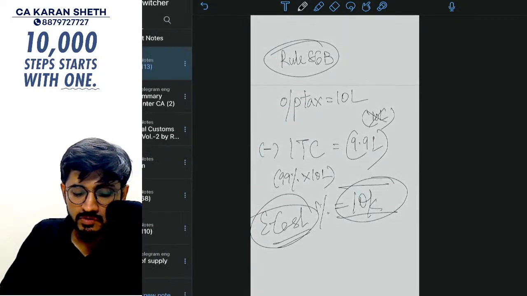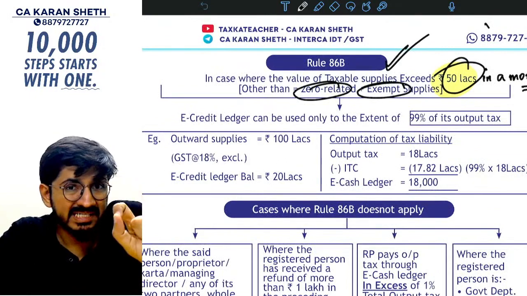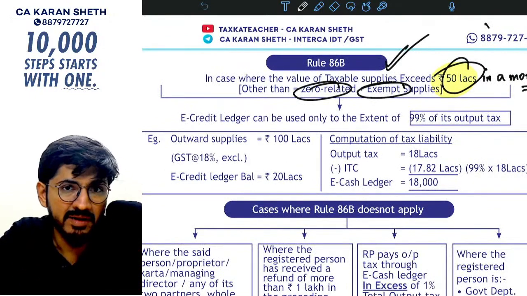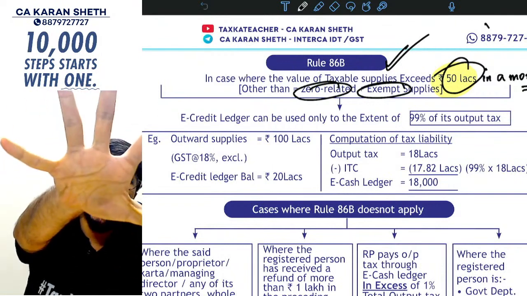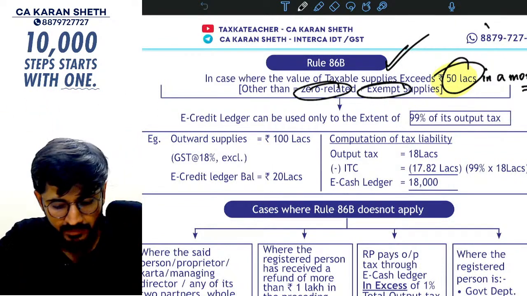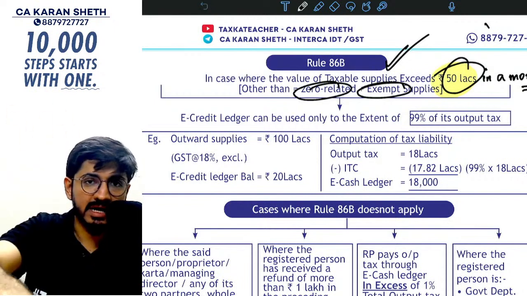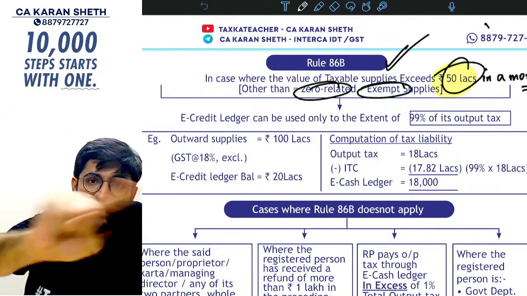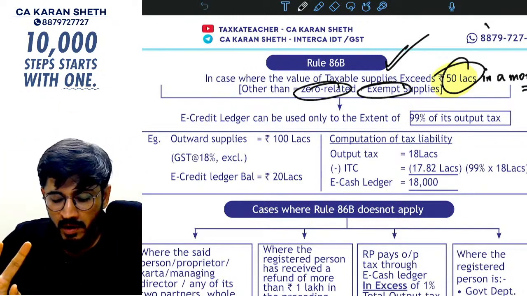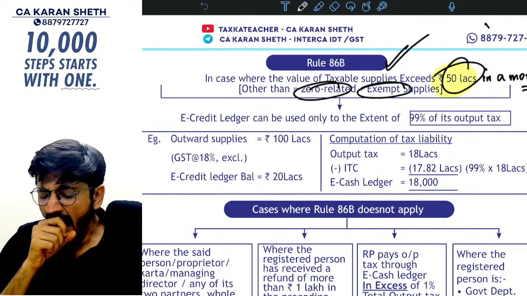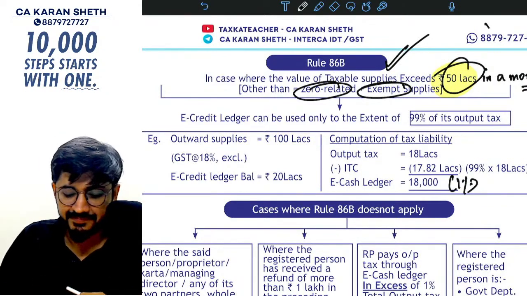Okay, so I have helped you understand two things. One is the applicability of 86B. When does it apply? When your taxable supplies are more than 50 lakhs. And once that applies, understand, will you be able to use the entire ITC? No, you can use only 99% of the output tax. So 1% you will have to pay in cash.